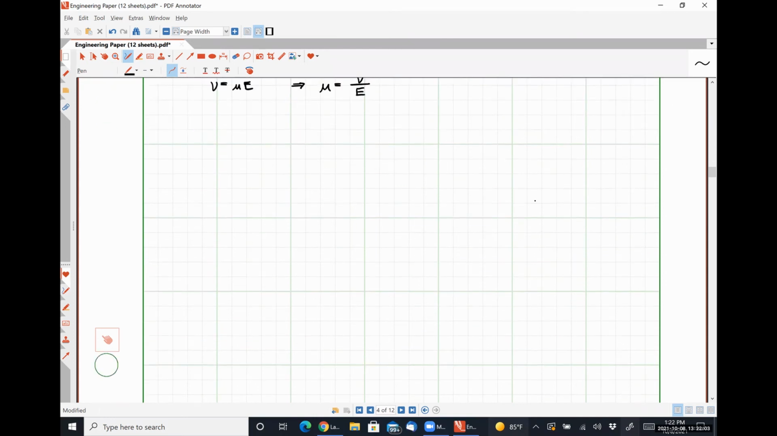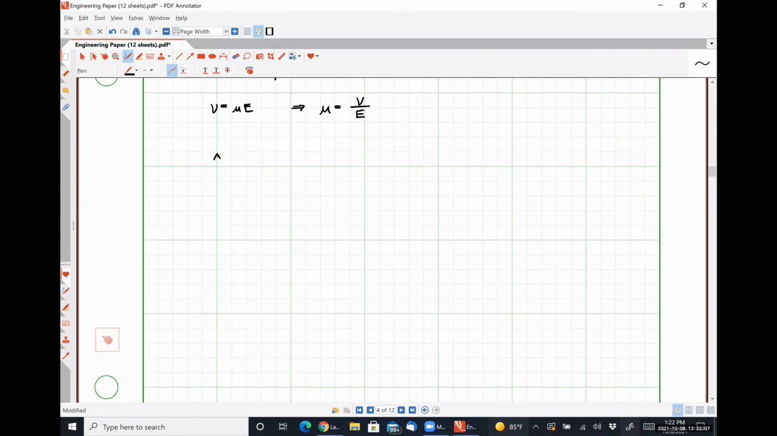So if we plotted drift velocity as a function of electric field, this is going to be E, in centimeters per second, what we're going to have is something that looks like this.